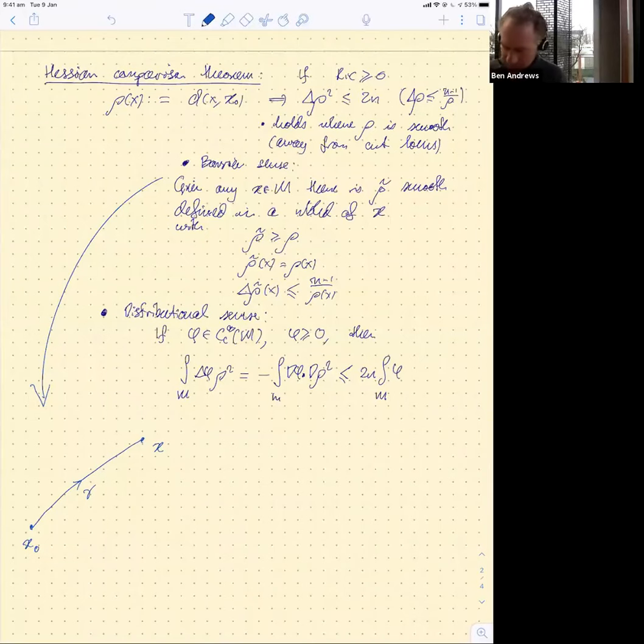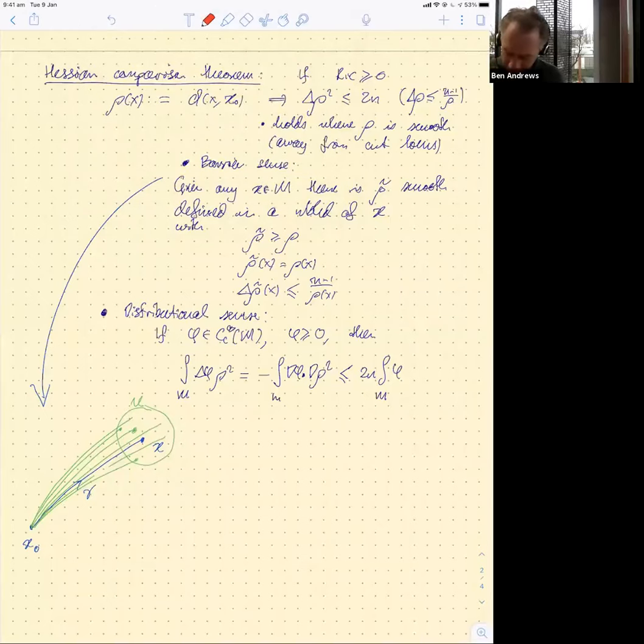The idea is to construct a family of curves from x naught to all the points near x in a certain way. So really the picture would be something like this. If I take any point near x, I want to put in another curve here. This won't necessarily be a geodesic, but all I need to have is some good estimate on the lengths of these curves. So the idea is we have some neighborhood U around x, such that we connect all of the points in there by curves in a smooth way from x naught.